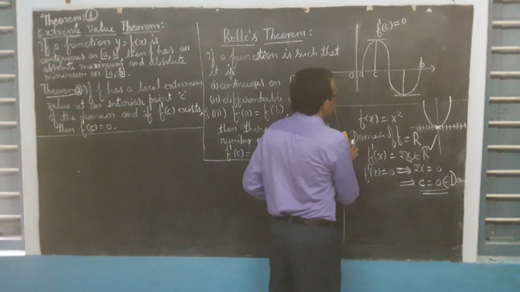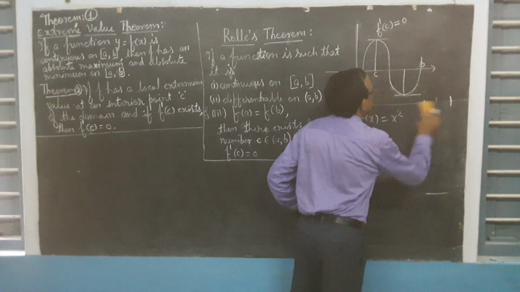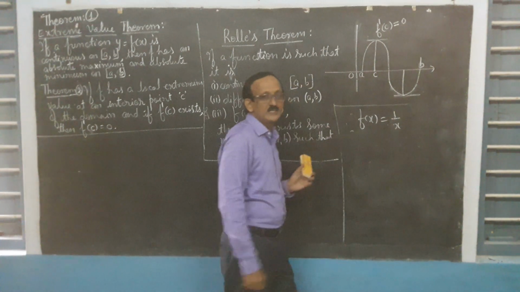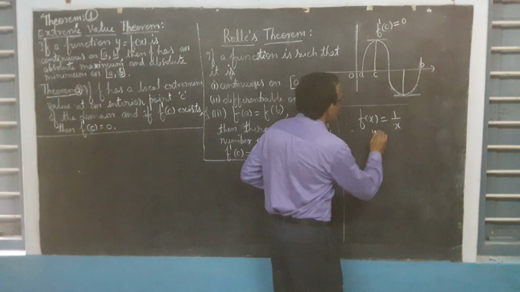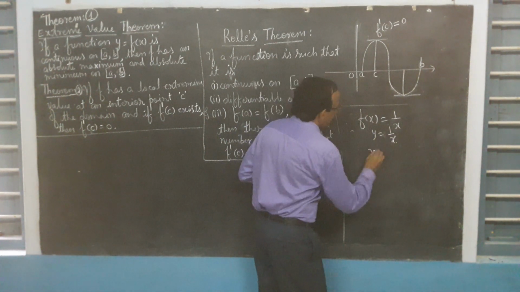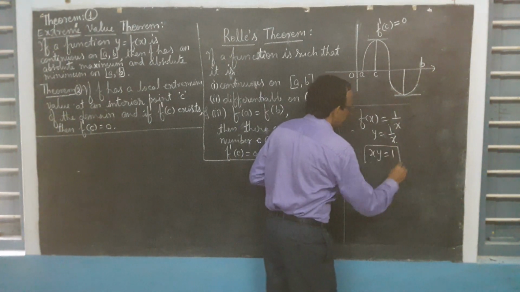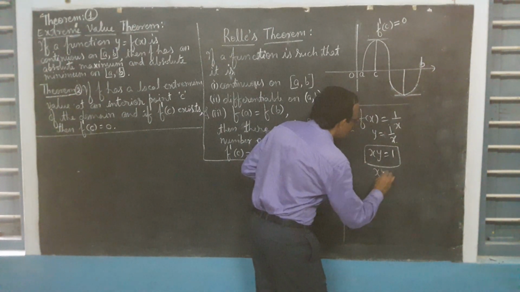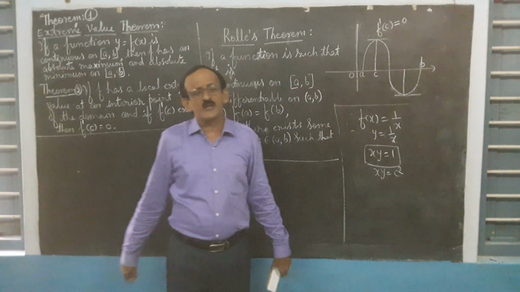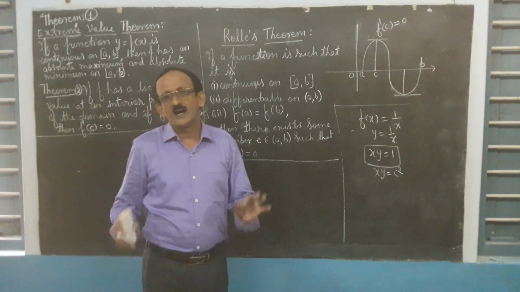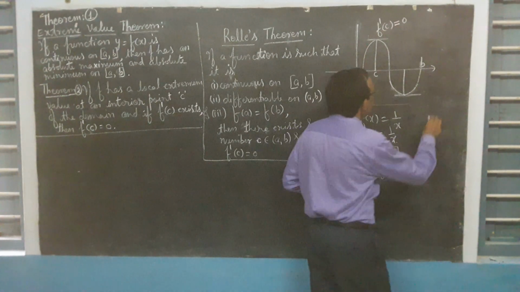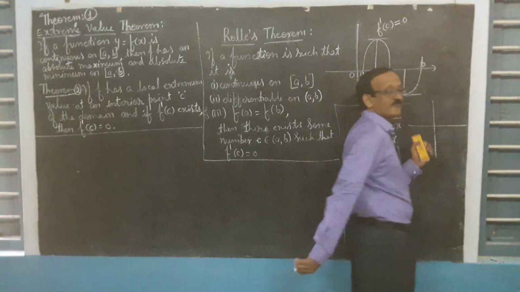You ask the second question. Okay, what is the critical point of the function f of x equal to 1 by x? F of x equal to 1 by x is y is equal to 1 by x. Y equal to 1 by x is x into y is equal to 1. Or it is of the form x into y is equal to c square. Can any one of you identify the curve? Are you able to identify the curve? X into y equal to c square.